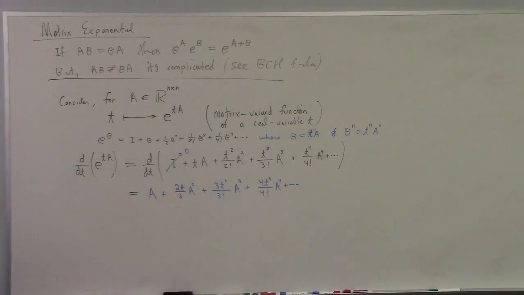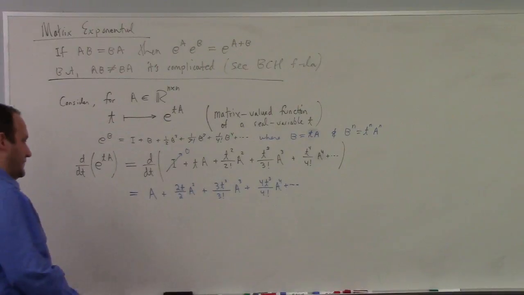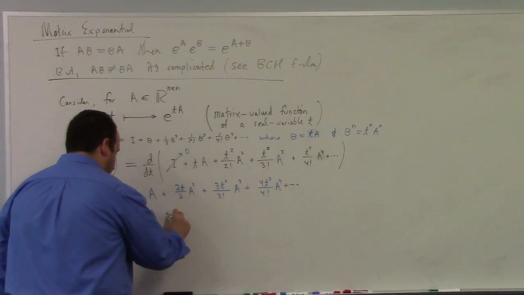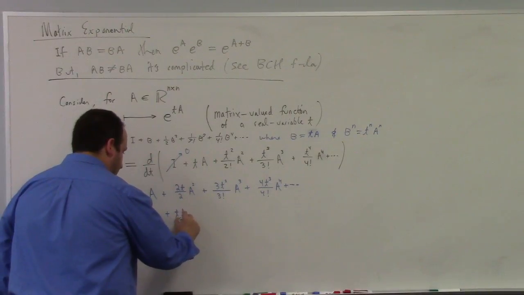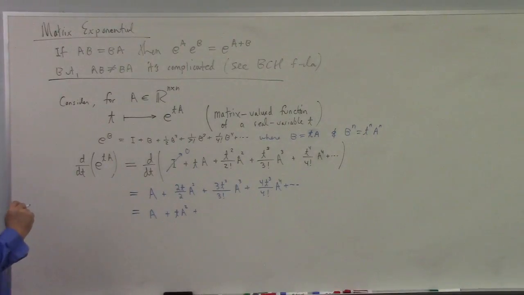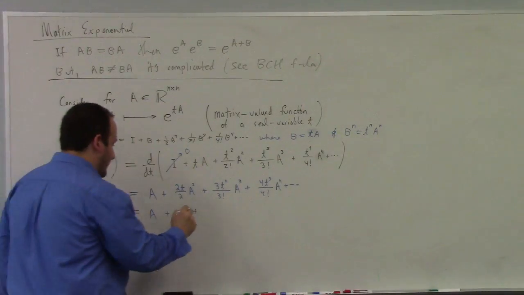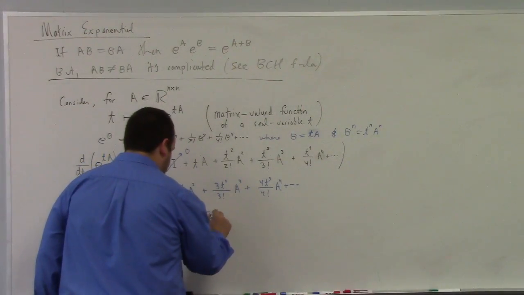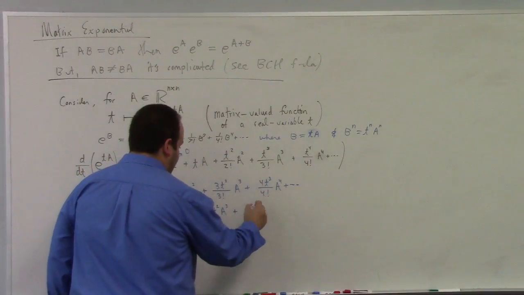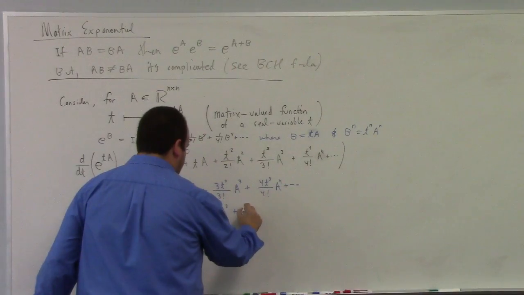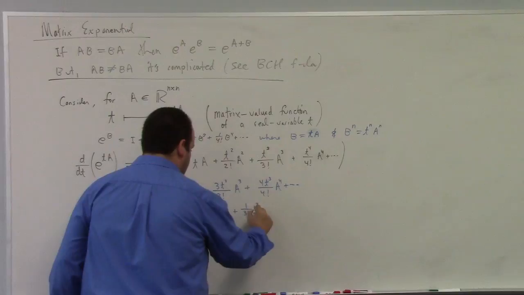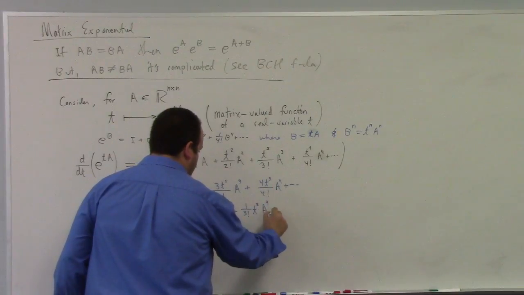Right? And so what happens? You've got A plus t a squared. What's 3 over 3 factorial? Yeah, 2 factorial. So that's 1/2 factorial, t squared a cubed. What's 4 over 4 factorial? Well, that's 1/3 factorial, 1/3 factorial t cubed a to the 4th and so forth.